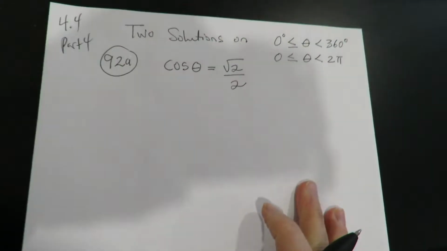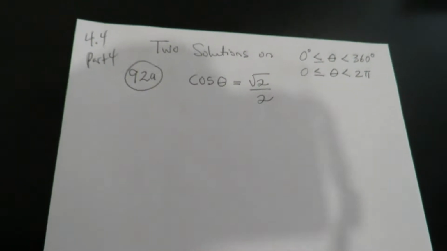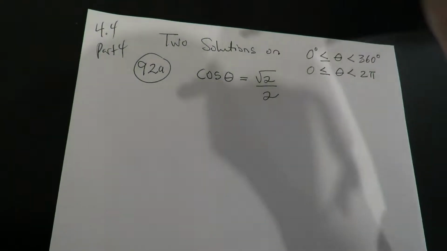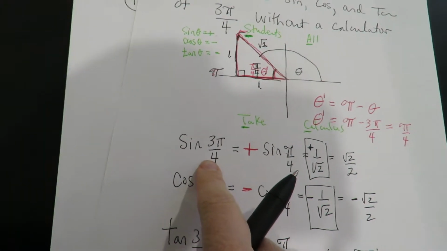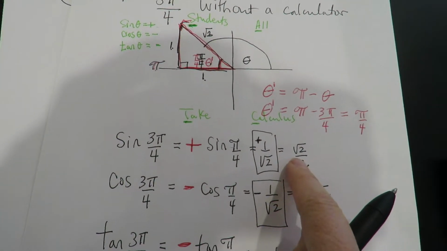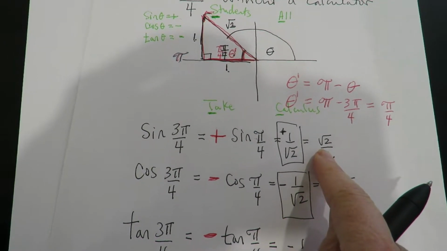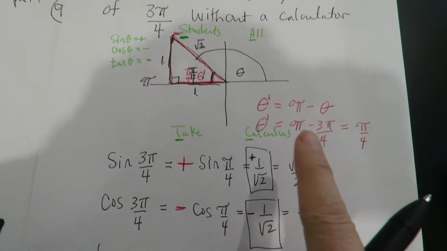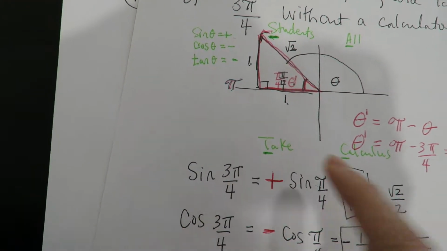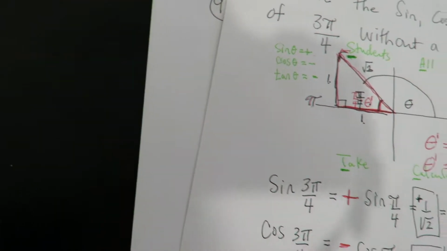Now we're going to go in the opposite direction. In the previous examples, I was giving you the angle and you would give me the sides of the triangle. But now I'm going to give you the sides of the triangle and you give me the angle. So now we're going to do this the opposite direction.